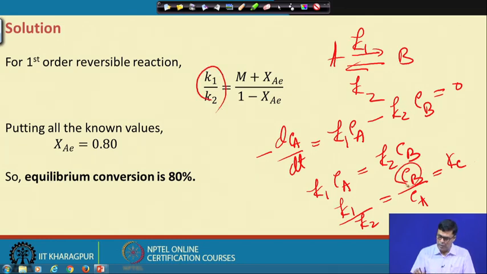This is what is written there. Cb equal to this, and Ca if we consider, then we can write this one. So we can put the equilibrium condition here, then we can put this, then we can calculate the value of XAE, and that is about 80%.